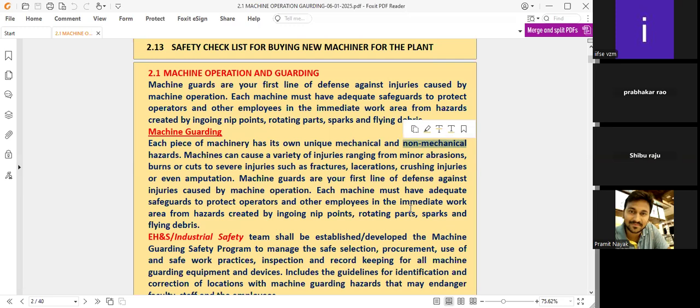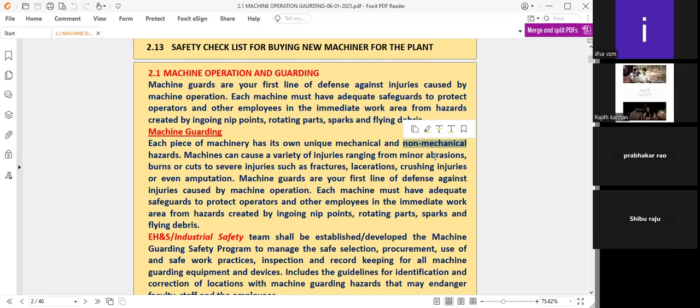Therefore, machines can cause a variety of injuries ranging from minor abrasions, burns, and cuts to severe injuries such as fractures, lacerations, which means all the wounds, and crushing injuries or even amputations also will be taken. So the machine can cause a variety of injuries.